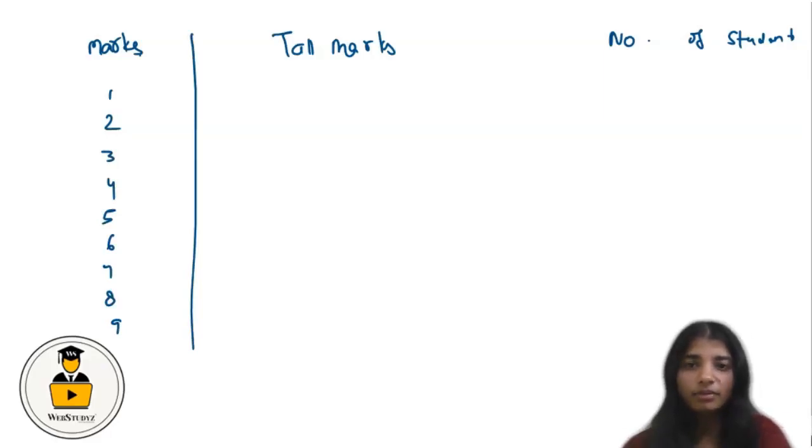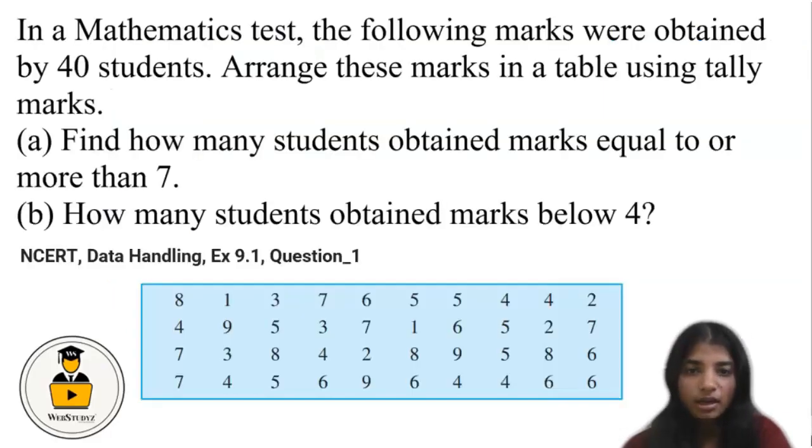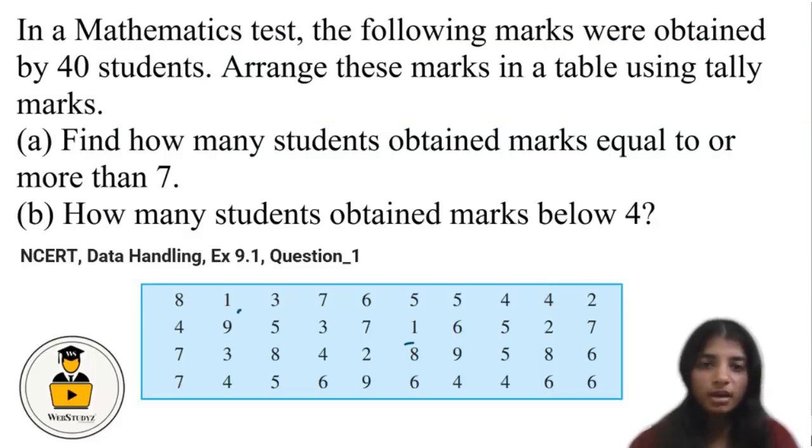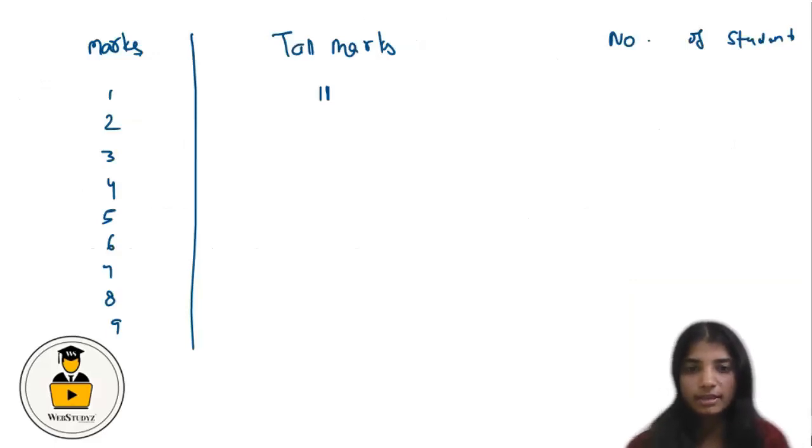For tally marks, we have to find out how many students have mark 1. Look here, this is 1 and this is 1. So only 2 students have 1 mark. So we can draw two lines here. Now let's start with 2. Now look here in this figure: 1, 2, 3. So 3 students have 2 marks. So we are going to make 3 lines here.